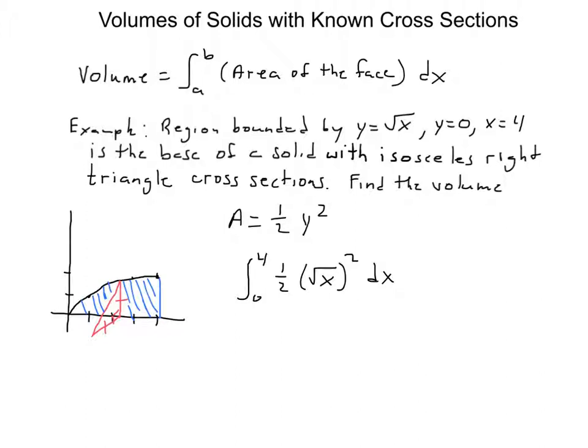So I'm going to pull that 1/2 out times the integral from 0 to 4. When I square that, I get x dx. The integral of x is 1/2 x squared. If I multiply that by 1/2, I'll get 1/4 x squared going from 0 to 4. Evaluating that, it will come out to be 4 cubic units.